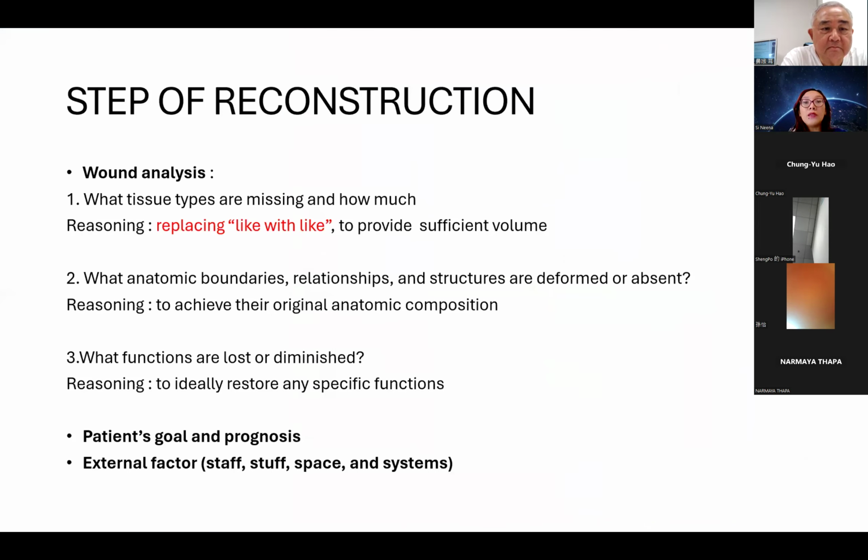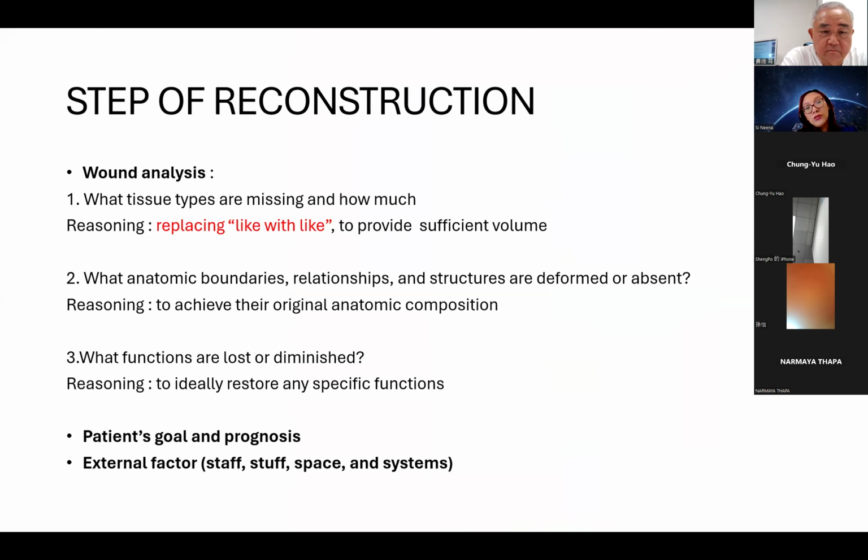And how do we choose what kind of technique we need to reconstruct the defect? First of all, we need to analyze the wound. What types of tissue are missing? How much of it? The reason is that the aim is to replace like with like, so bone with bone, soft tissue with soft tissue. We're also trying to provide sufficient volume, to replace the volume of the defect missing from the ablative surgery.